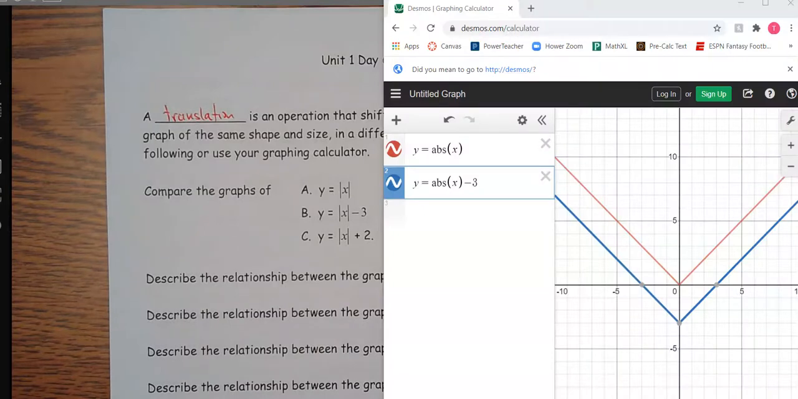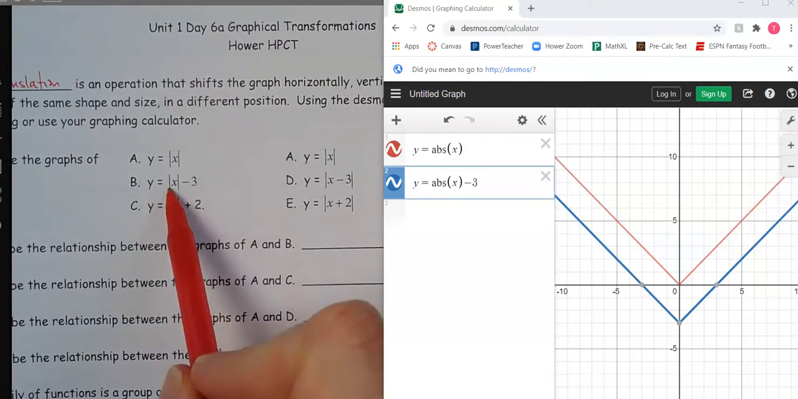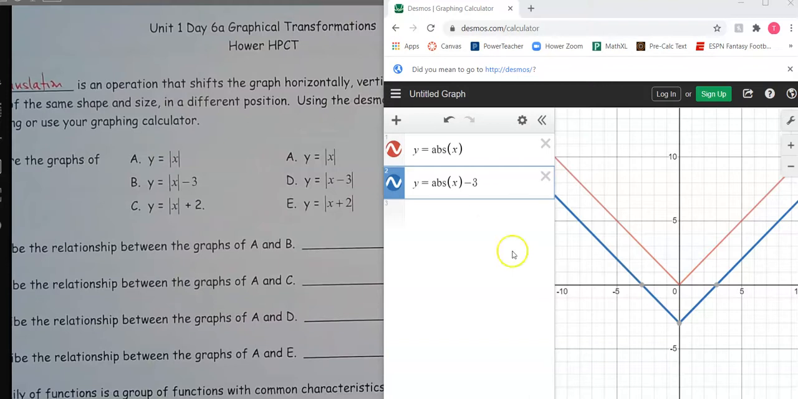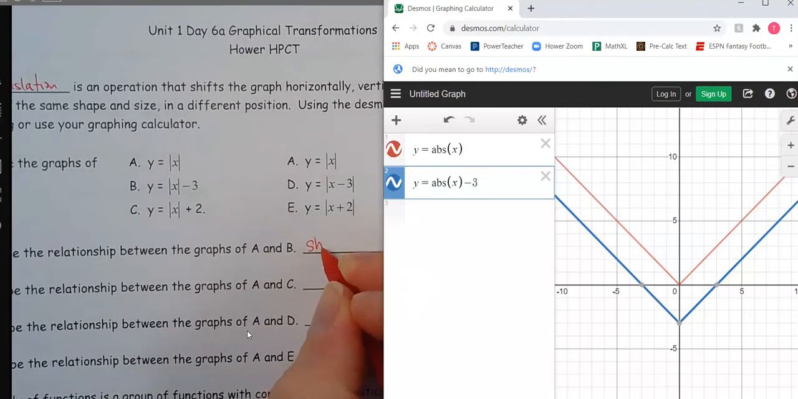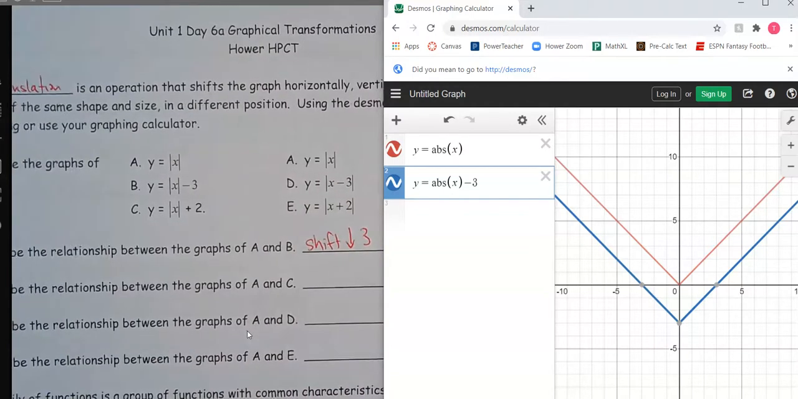Okay, so here I pulled up Desmos. We're going to compare A and B, and I got them on the graph over here. A is the red, and I can turn that off. So there's A, and there's B, and we look at them together. What happened? On this one, it's easy to see that it shifted down 3 units.